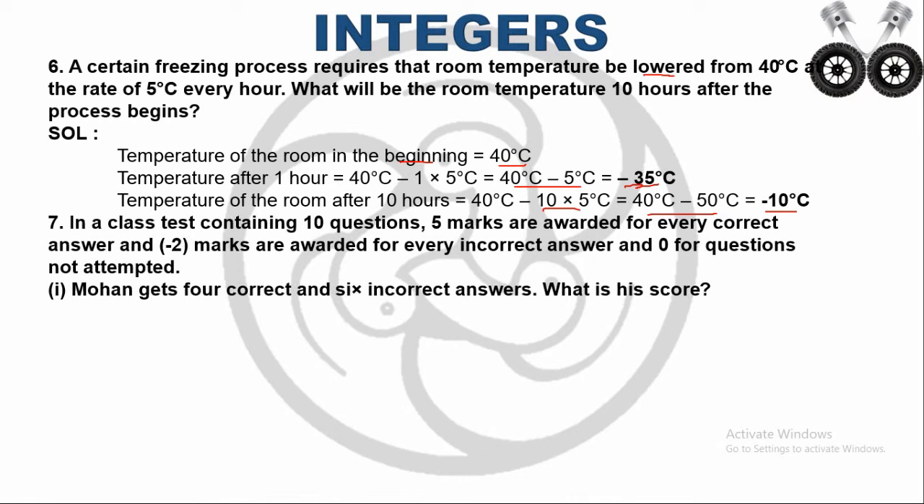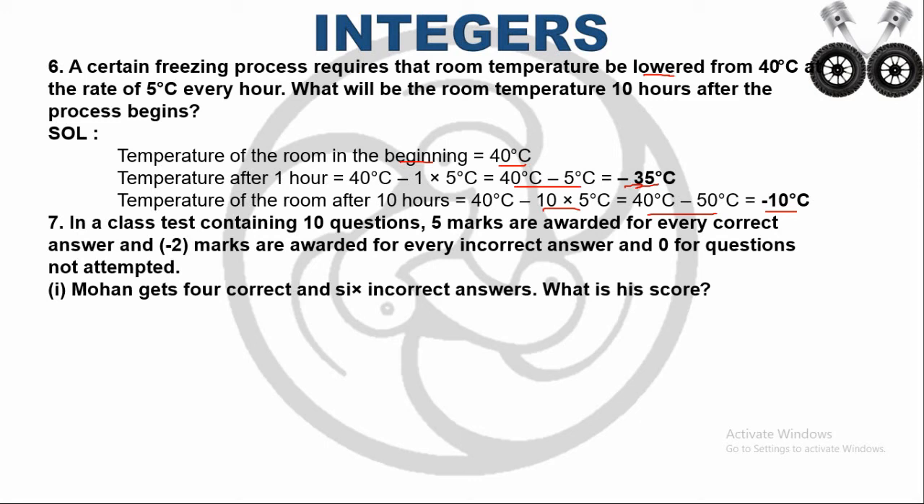In a class test containing 10 questions, 5 marks are awarded for every correct answer and minus 2 marks are awarded for every incorrect answer and 0 for questions not attempted. What is given here? There is a class test conducted by the teacher. How many questions are given? 10 questions. If the answer is correct, for each question they reward 5 marks. If the answer is incorrect, they give minus 2 marks. If any question is not attempted, the teacher gives 0 marks.